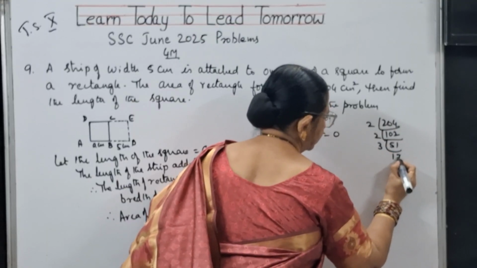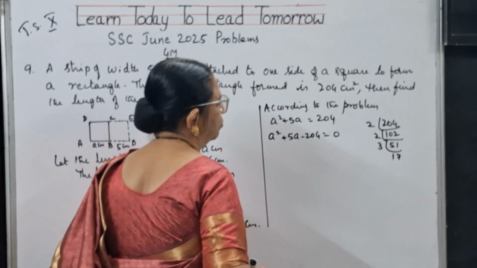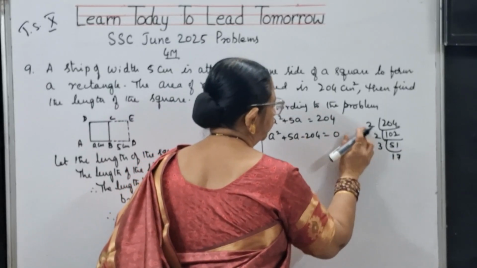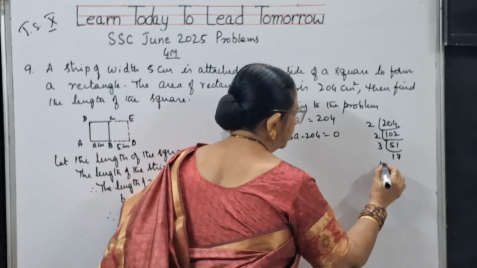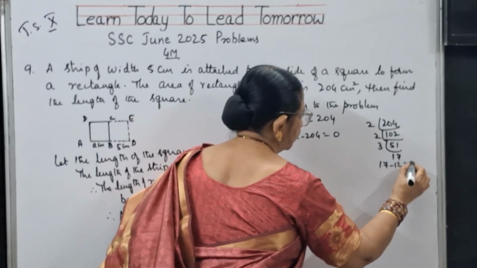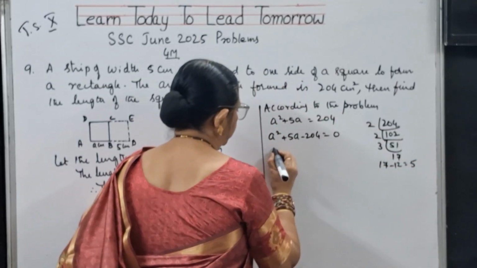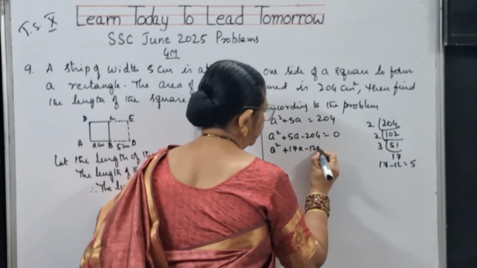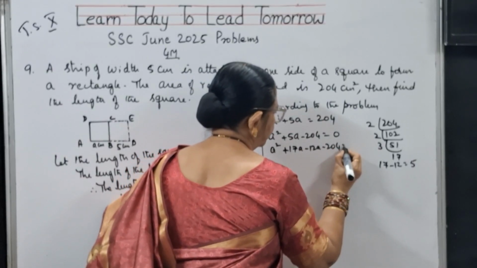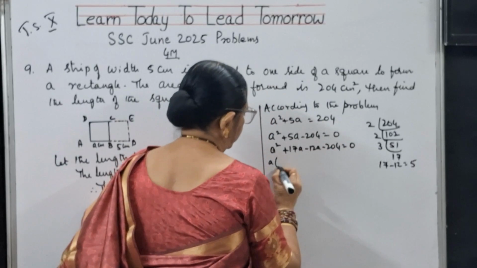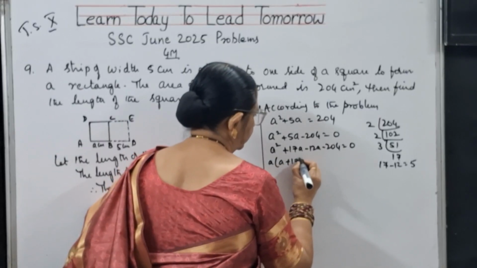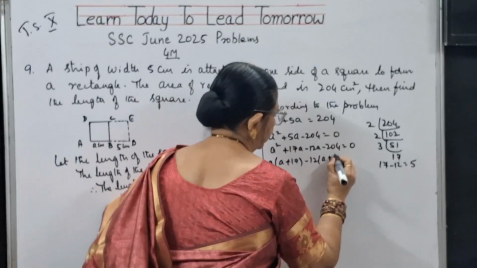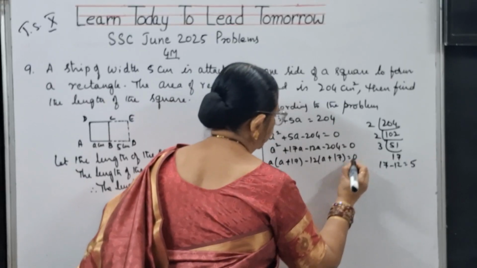So these are the factors we are getting. So we have to split the middle term now. So 12 into 17, and 17 minus 12 is 5. So directly we can write A square plus 17A minus 12A minus 204 is equal to 0. A into A plus 17, minus 12 into A plus 17 is equal to 0.